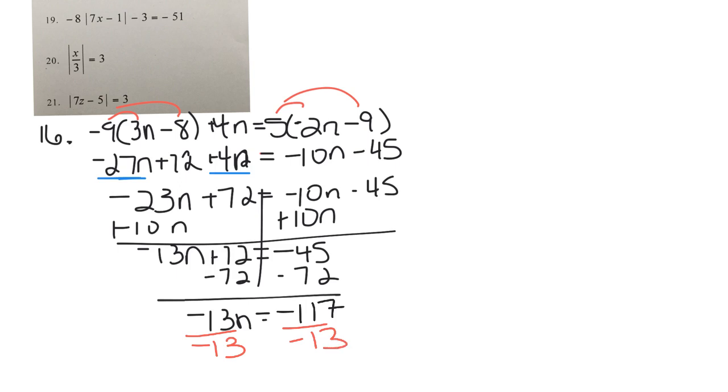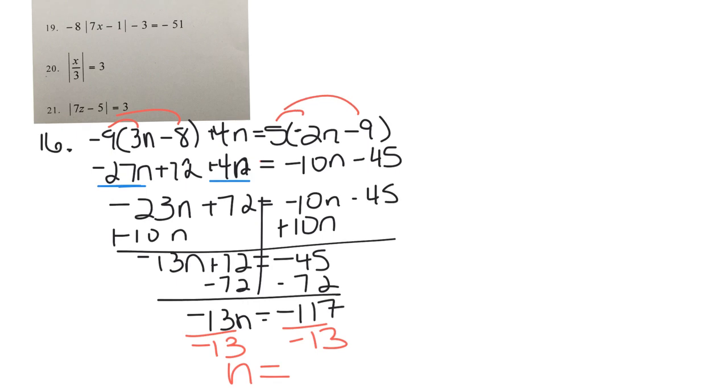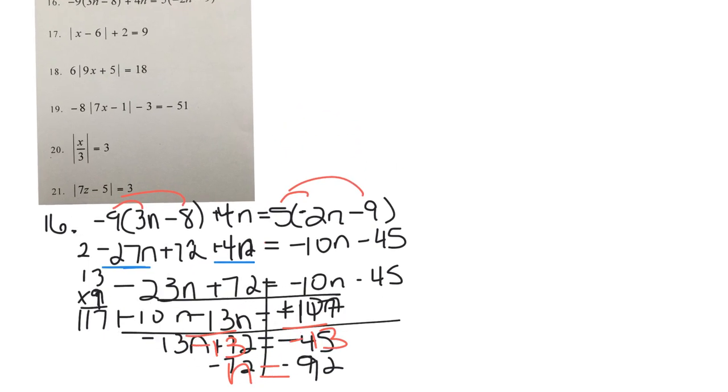And we get that. So 13, let's see. I know that 13 times 9 gives me 117. So n equals 9. On the test, I kept the numbers pretty manageable, so it shouldn't be big numbers for you.